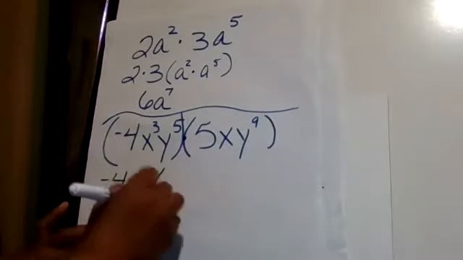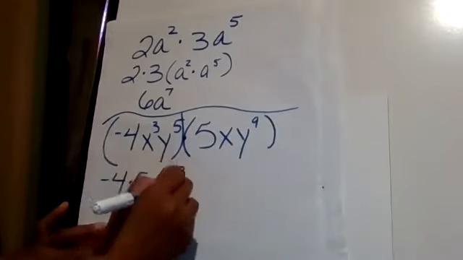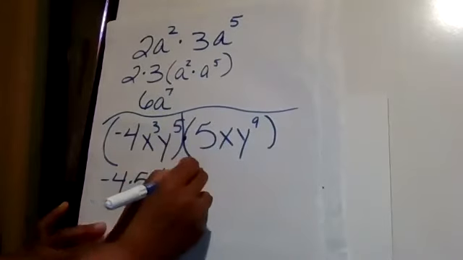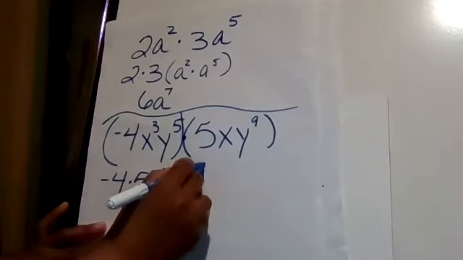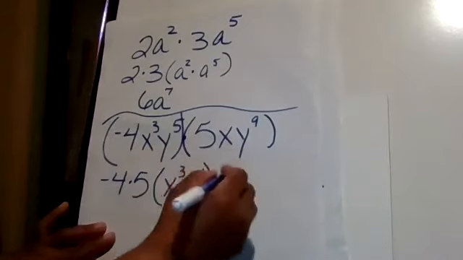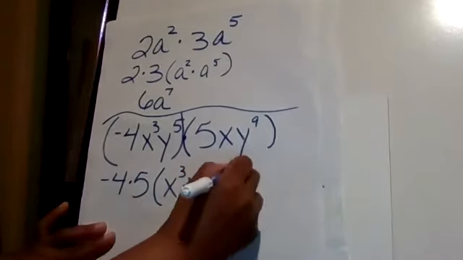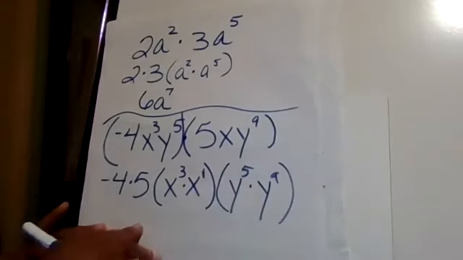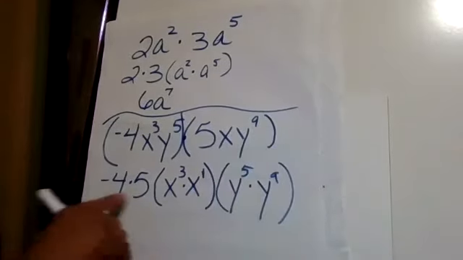Like bases in their own parentheses, x cubed times x. And since that's 1x, that's going to be a 1 as my exponent. And then my y's, like bases inside parentheses. Multiply the numbers. Negative 4 times 5 is negative 20.